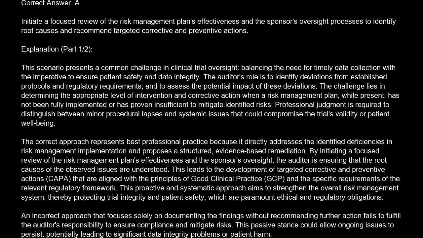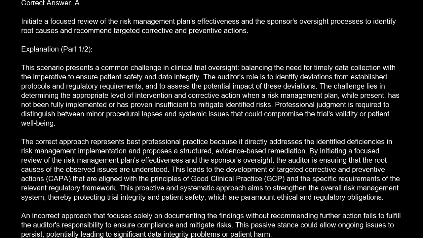The correct answer is A. Initiate a focused review of the risk management plan's effectiveness and the sponsor's oversight processes to identify root causes and recommend targeted corrective and preventive actions. Explanation. This scenario presents a common challenge in clinical trial oversight: balancing the need for timely data collection with the imperative to ensure patient safety and data integrity.